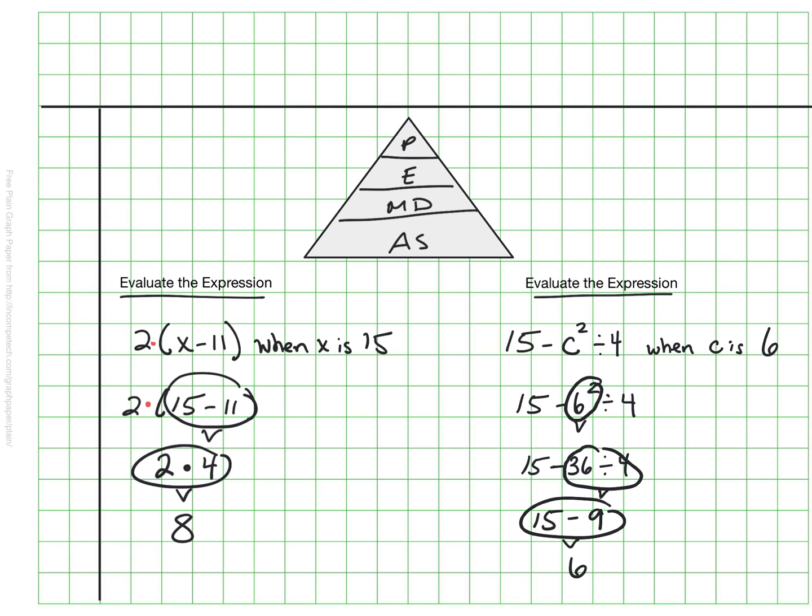How'd you do? Did you correctly put 6 in for c and then follow order of operations doing the exponent, then the division, and then finally our subtraction for a total of 6? If so, you successfully evaluated that expression.